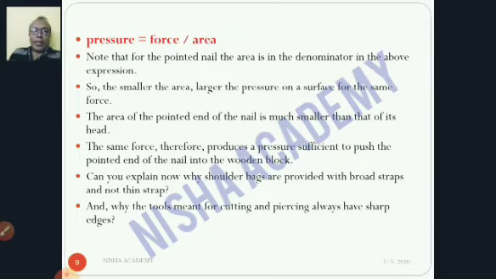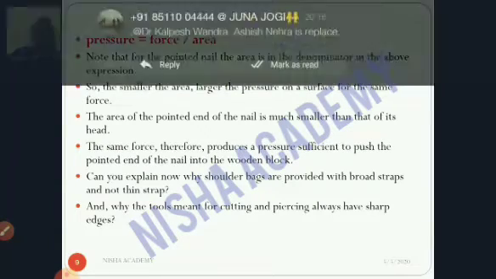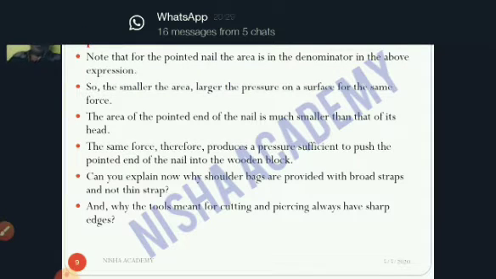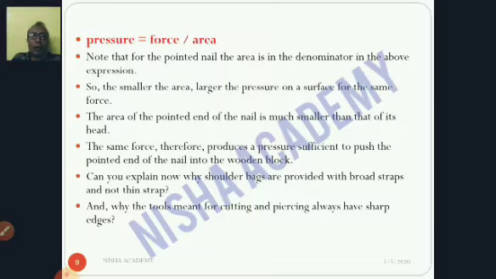So you can easily lift your bag. But if you are provided with a thin strip, what happens? You cannot lift it easily, and you can feel some pressure on the shoulder.